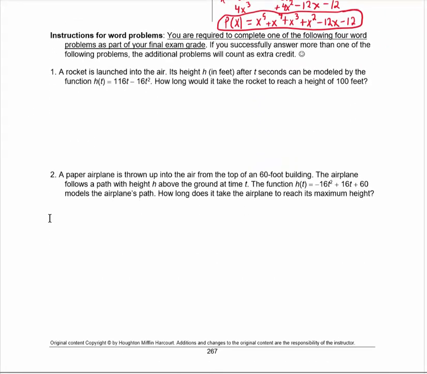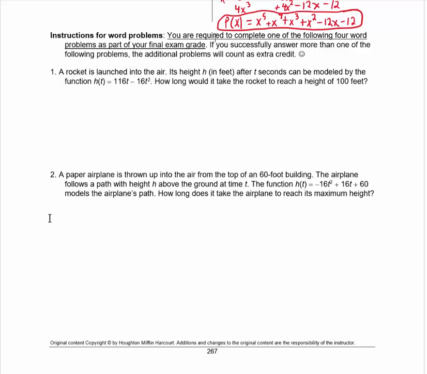And so these are word problems, and they're going to use some of the different things that we've done. The tricky thing is going to be knowing what they're asking you to do. So this first one, a rocket is launched into the air. Its height in feet after t seconds can be modeled by the function given here. How long would it take the rocket to reach a height of 100 feet?